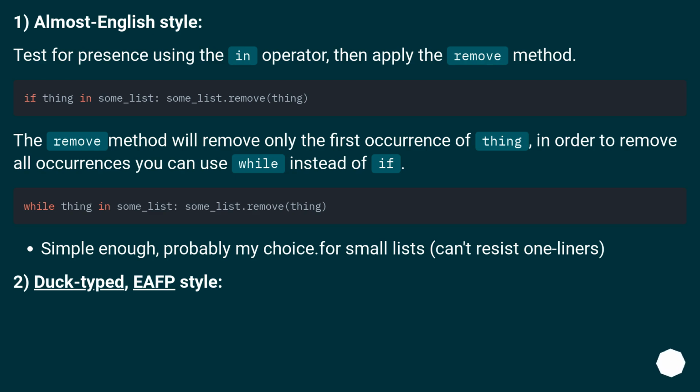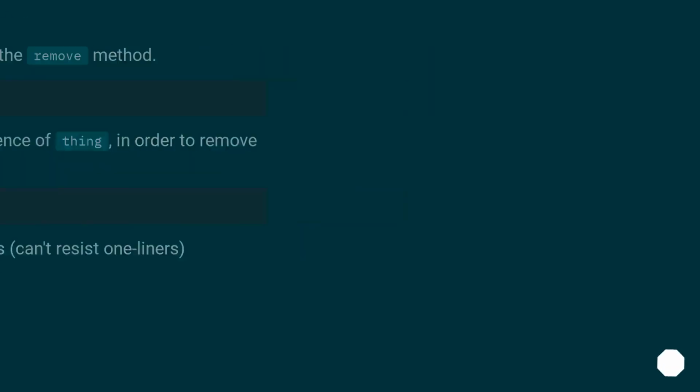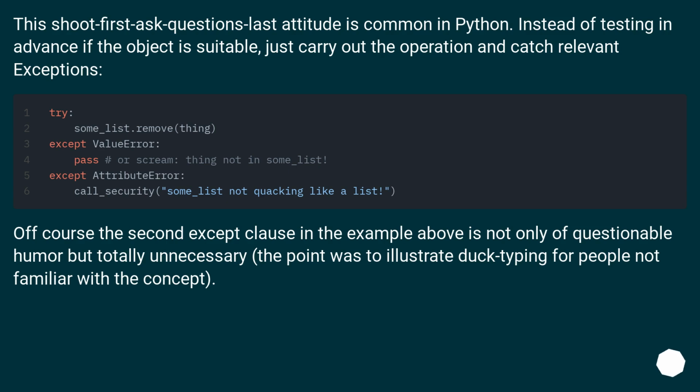2. Duck-typed, EAFP style. This shoot first, ask questions last attitude is common in Python. Instead of testing in advance if the object is suitable, just carry out the operation and catch relevant exceptions. Of course, the second except clause in the example above is not only of questionable humor but totally unnecessary. The point was to illustrate duck typing for people not familiar with the concept.